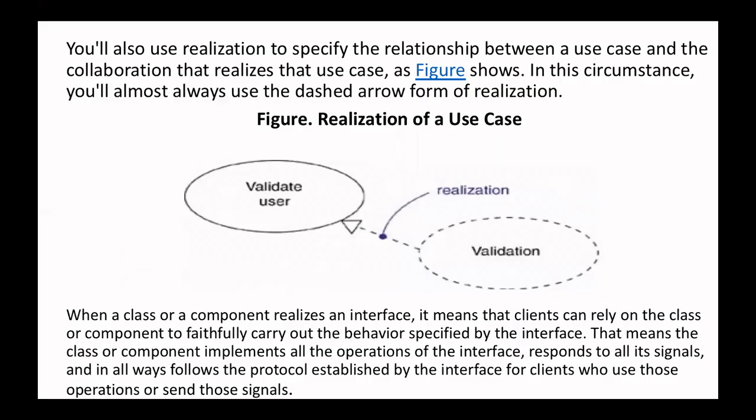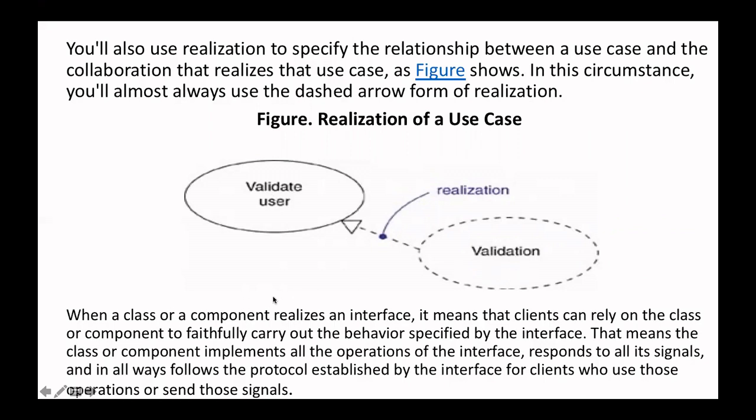You will also use realization to specify the relationship between a use case and the collaboration that realizes the use case, as the figure shows. In these circumstances, you will almost always use the dashed arrow form of realization. Realization of a use case: validate user validation.